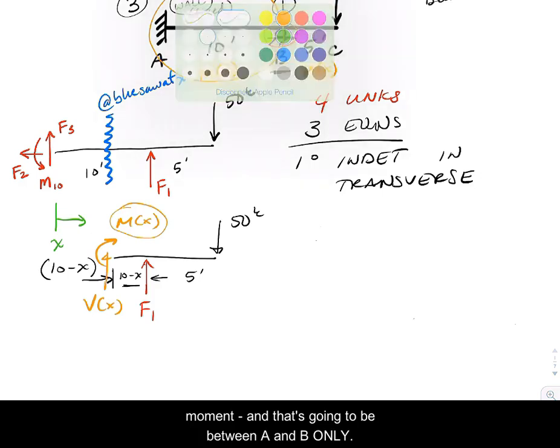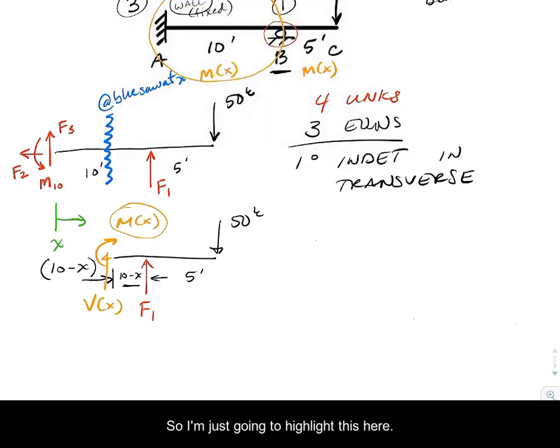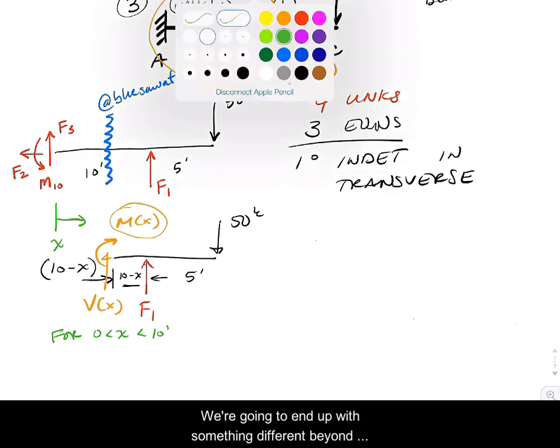So I'm just going to highlight this here. This is for values of x from 0 to 10 feet only. We're going to end up with something different beyond that.